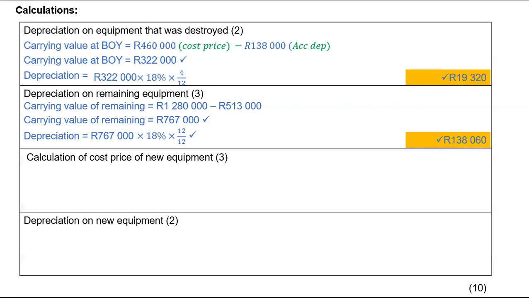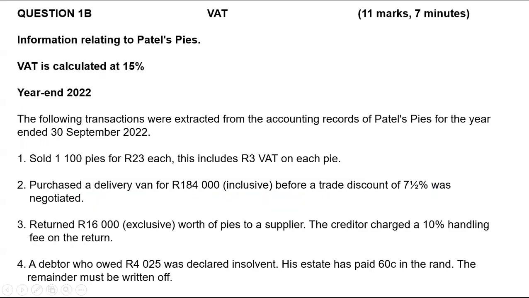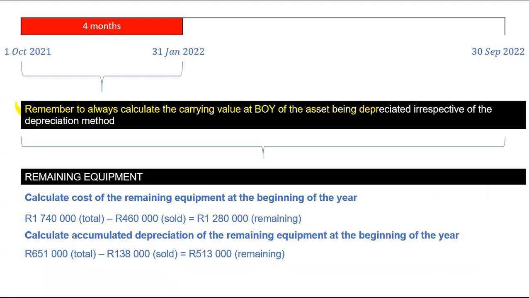Now, what do I do with that 138,060? I am going to go to my tangible asset note and include it under depreciation. It's part of depreciation for the current year. We have depreciation of the salvaged or destroyed and depreciation of the remaining. We are left with the depreciation of the new. And we don't know what the new is holding for us. We know that it was purchased on the 1st of February, but we don't know at what price.